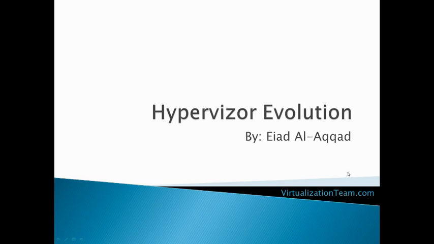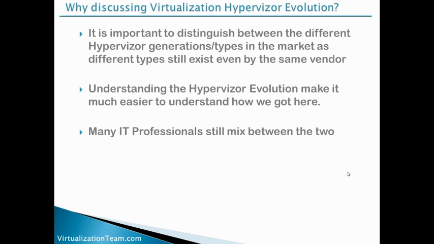Alright, in this lesson we're going to cover hypervisor evolution and the different types of hypervisors. Actually, there are two types of hypervisors, and you could say generations of hypervisors out there: Type 1 and Type 2 hypervisors. It's important to distinguish between the two because the Type 1 hypervisor is meant for production, whereas Type 2 hypervisors were meant for test and development and being used in your personal virtual machine.